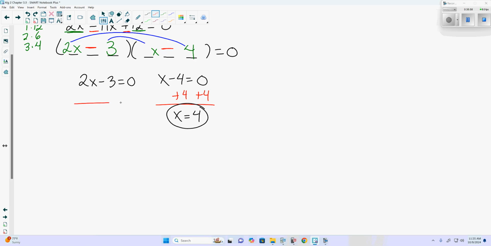But we do need to find our other value of x, our 2x minus 3. So the first thing we can do is add 3, telling us 2x is equal to 3. Divide by 2, telling us x is 3/2. So one of the solutions is 3/2, the other is 4.